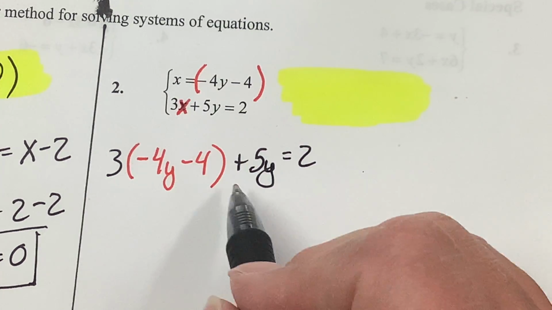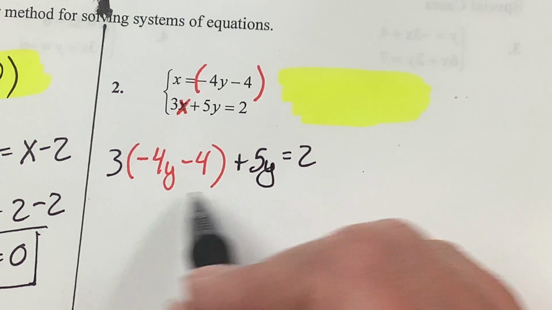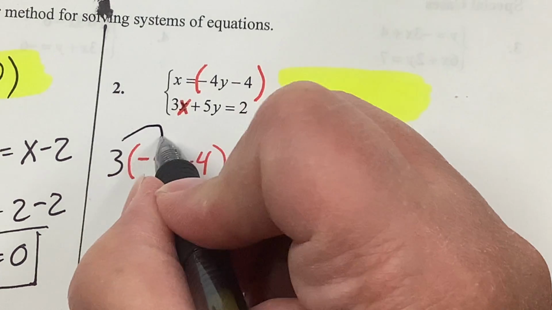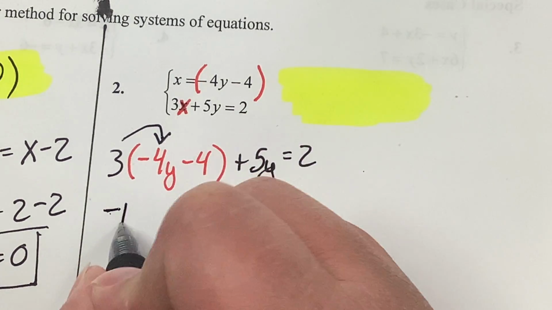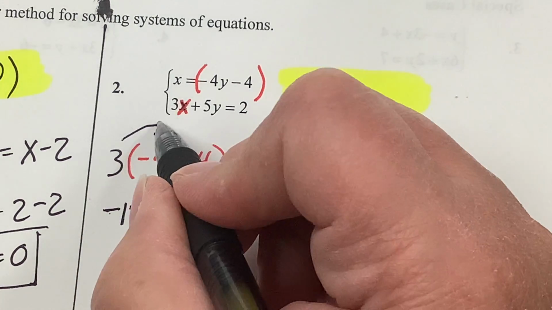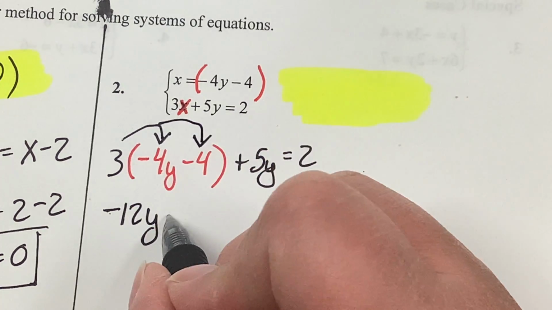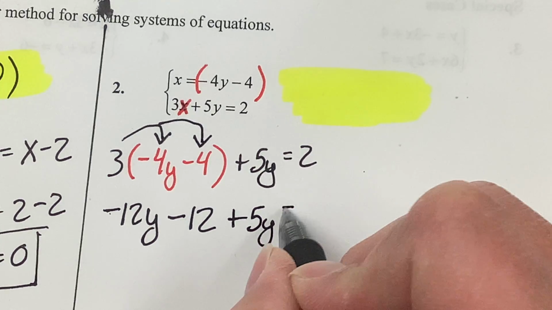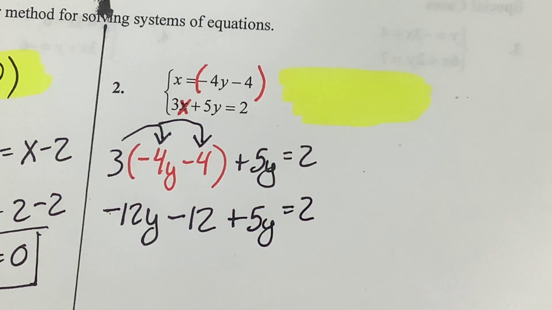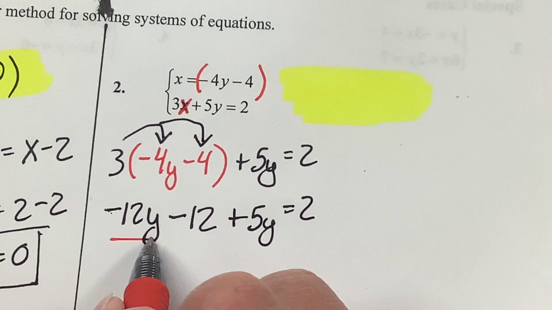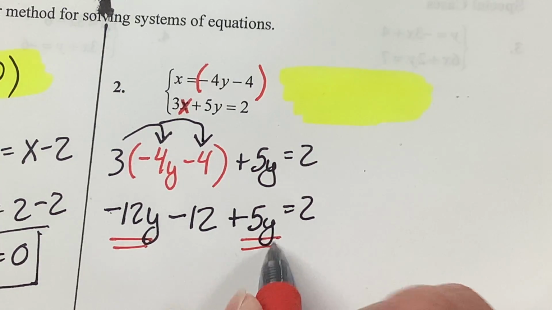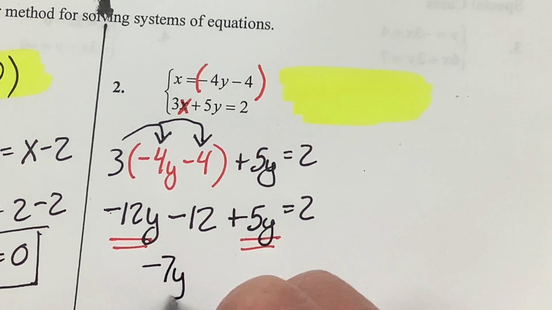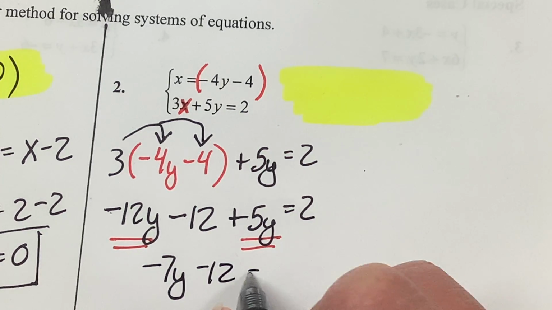Now you see, I'm checking. I'm looking and saying, okay, all my variables are y. I'm finding the y first this time. 3 times negative 4 is negative 12y. 3 times negative 4 is negative 12, plus 5y equals 2. All right, now I'm going to combine my like terms. Negative 12y and positive 5y is negative 7y, minus 12 equals 2.